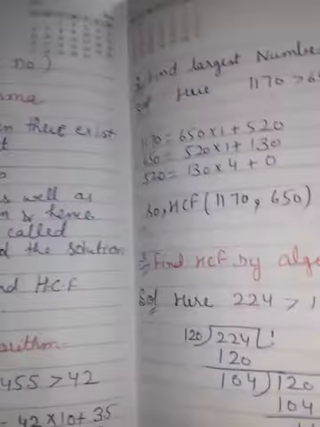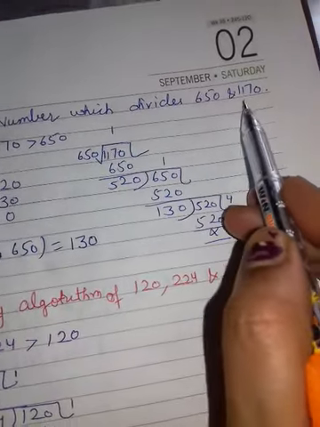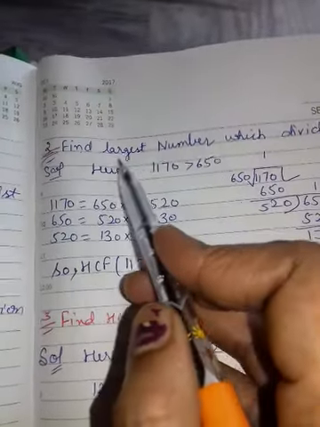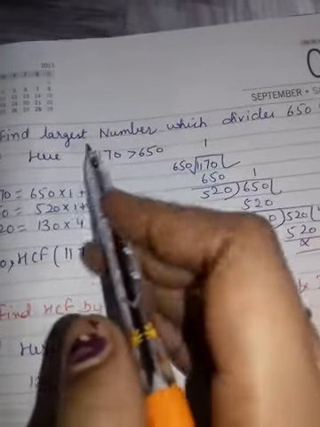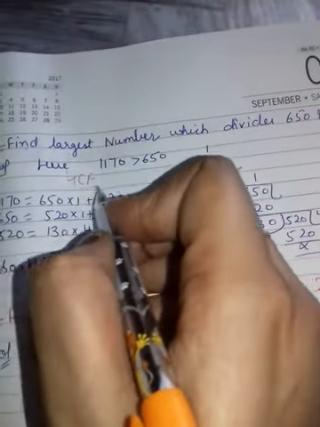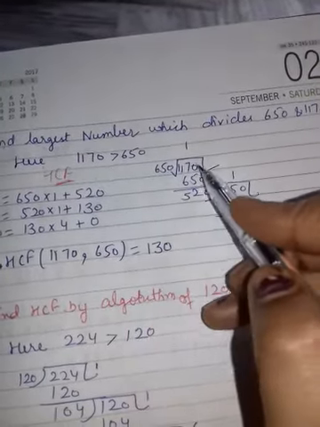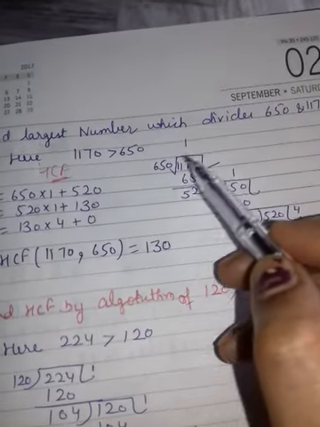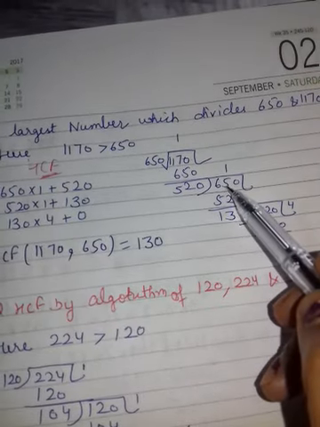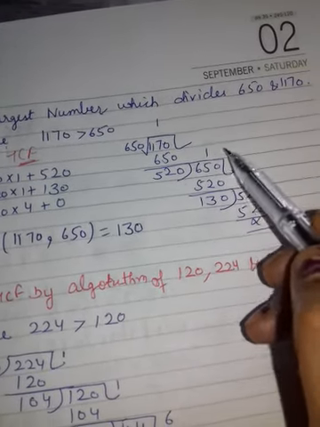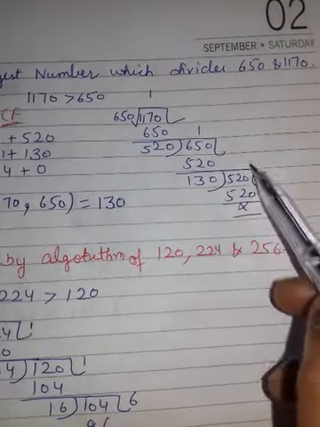Now the second question is, find the largest number which divides 650 and 1170. You have to find the largest number. Largest means highest number. So it means you have to find what? Again HCF. Clear? So firstly see which number is greater. 1170. So you will keep it inside and divide by 650. It is going 1 time. You will subtract them: 520. 650 is not going into that, so you will keep it inside. So now you will divide. Yes, 130. Now you will keep it inside.